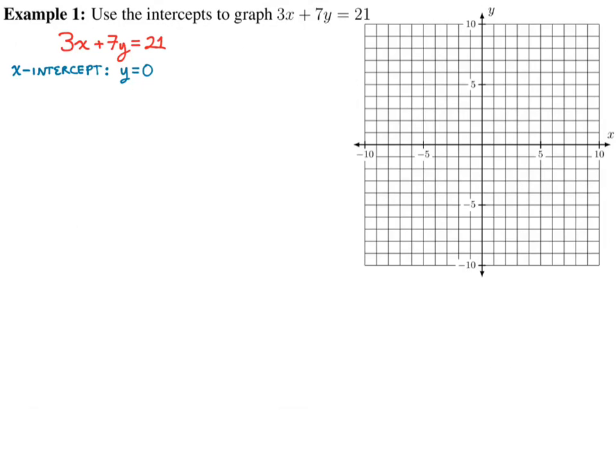So when we're talking about the x-intercept, that's when y is equal to 0. If we take that 0, we substitute it in for y, and then we see what we have. We had 3x plus 7 times 0 equals 21, so that makes 3x plus 0 equals 21. So really the plus 0 is a waste of our time, so 3x equals 21. If you just divide by 3 on both sides, boom, x equals 7. And that means the point itself is actually (7, 0).